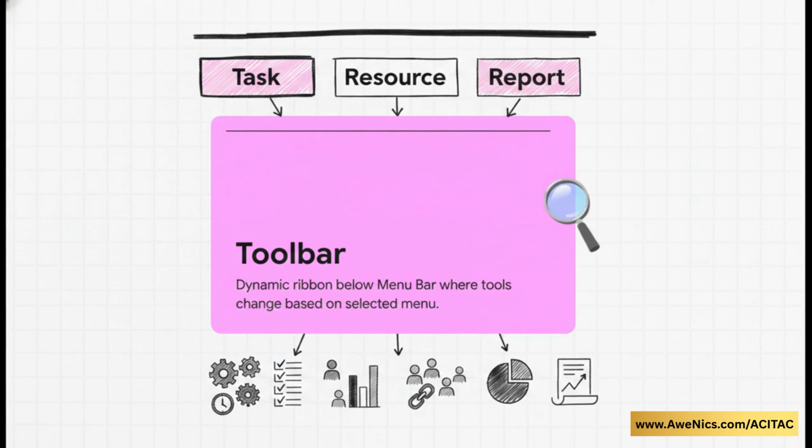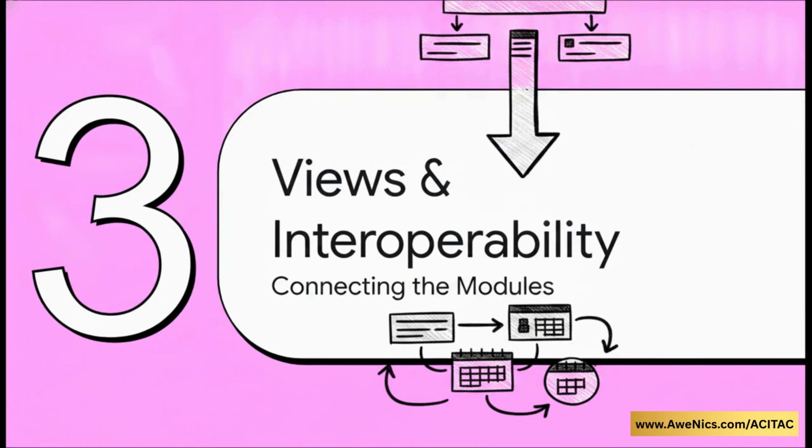Just below that menu bar is the toolbar, or the ribbon, as most people call it. This is a highly dynamic space. If you click on the Task tab, that ribbon instantly populates with all your task-specific tools. But click over to Resource or Report, those task tools vanish completely, and they're instantly replaced by entirely new sets of tools perfectly tailored for resources or reporting. It's really slick.